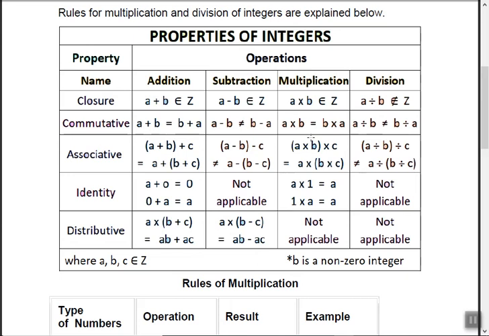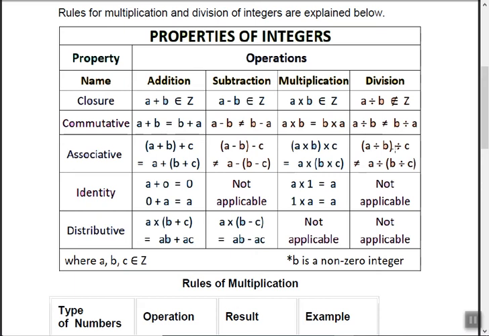Now for multiplication, associativity is possible. It means 1 into 2 into 3 is equal to 1 into 2 into 3 with the bracket placed differently: first the bracket was 1 into 2, now it is 2 into 3. So both are the same. Now associativity for division is not possible.